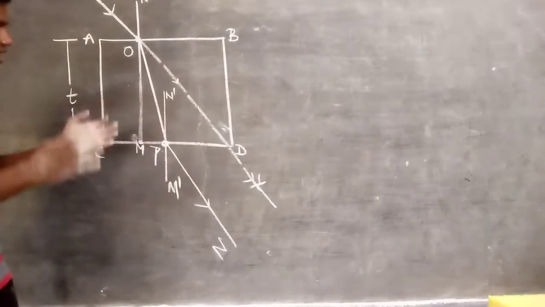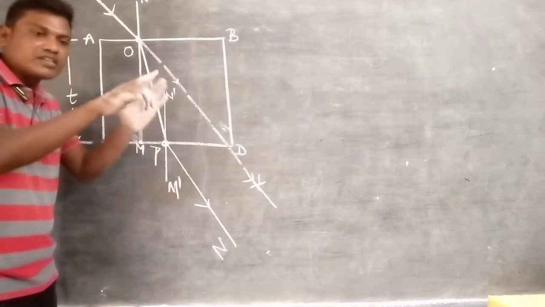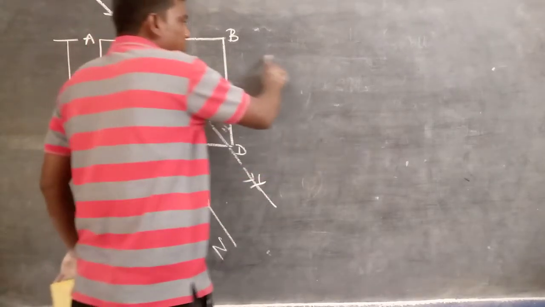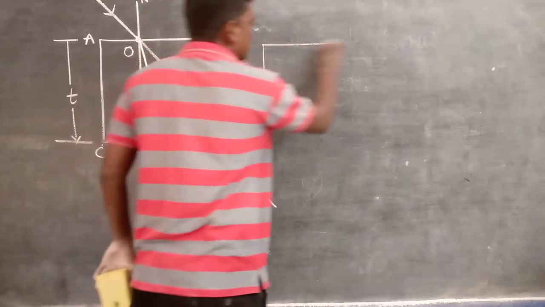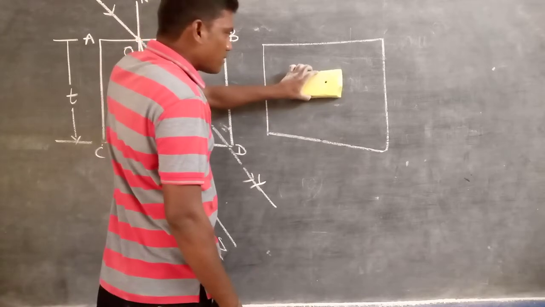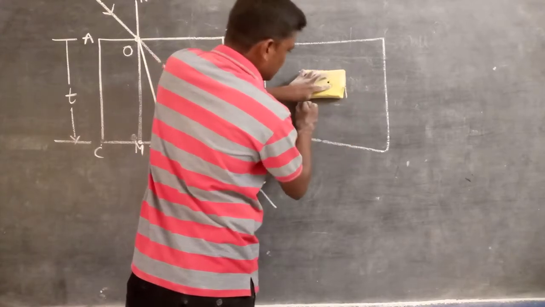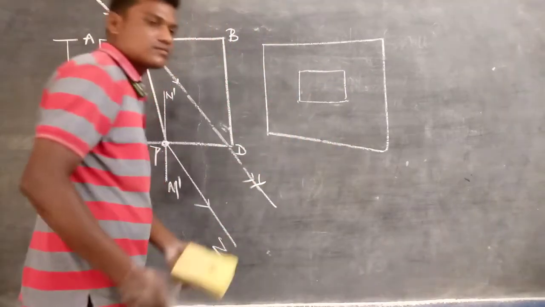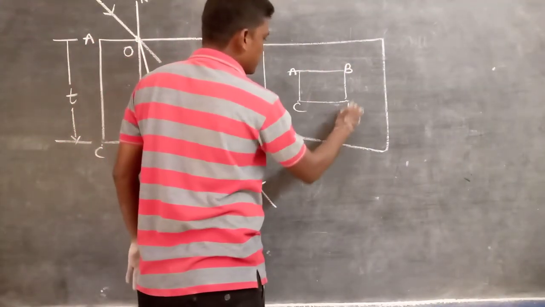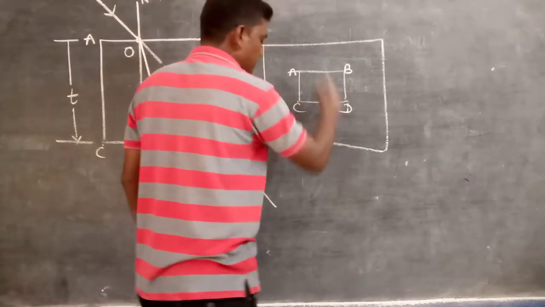But once again, first of all we take a white sheet of paper, a rectangular one, fixed on a drawing board like this. Now we take a rectangular glass slab, place it at the middle of the paper, and draw the boundaries. The vertices of the rectangular glass slab we consider as A, B, C, D.